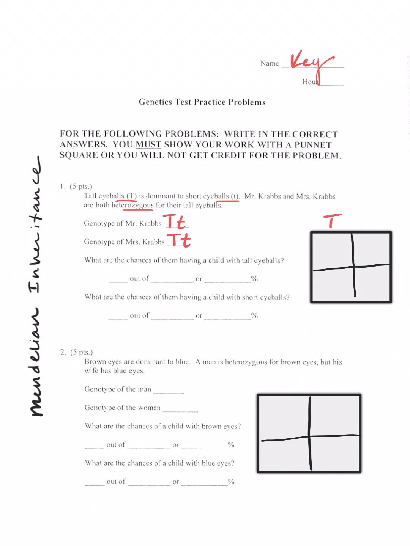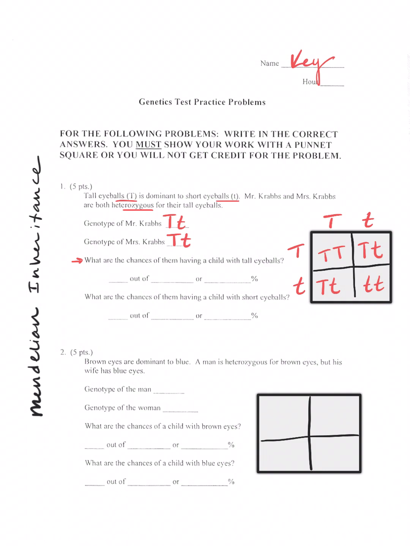So you're going to put one of the parents on the top of the box, the other parent on the side of the box. And then if you recall how to fill in the boxes, it should look like this. And from that information, we can identify the answers to the next two questions. So the first question says, what are the chances of them having a child with tall eyeballs?